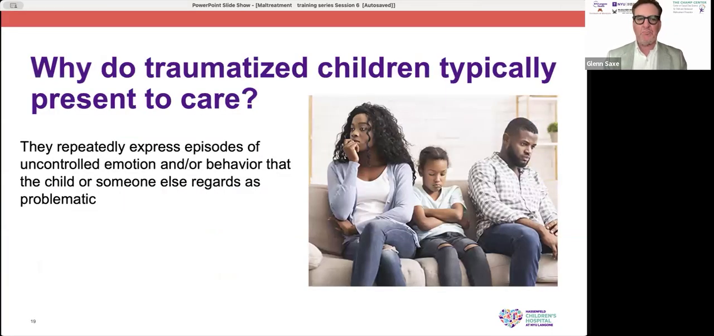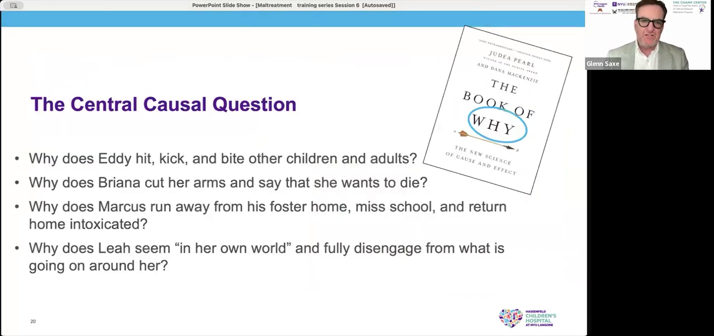about different practical approaches. If we understand when traumatized or maltreated kids typically come to care, it's all about their repetitive expression of episodes where they can't control emotion and behavior that someone, the child or someone, regards as important. So with that, how do we predict under intervention conditions that this dysregulation will be improved? And that's really the essential thing. And it's all about causal questions.